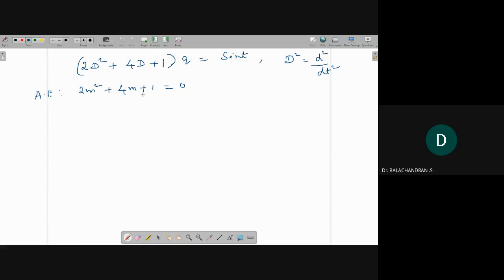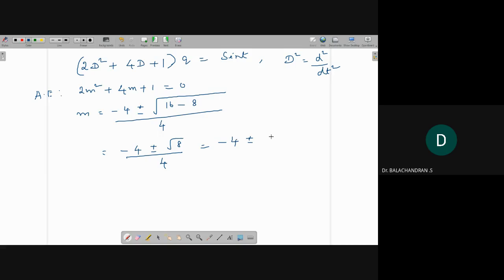So m equals the solution for the two roots: minus b plus or minus root of b square, b square is 16, minus 4ac, that is 8, by 2a, 2a is 4. So this is equal to minus 4 plus or minus root 8 divided by 4. Minus 4 plus or minus root 8, that is 4 root 2 or 2 root 2, divided by 4. This one you can write as minus 1 plus or minus 1 by root 2, divided by 4.